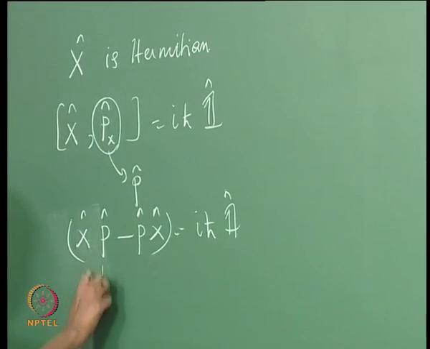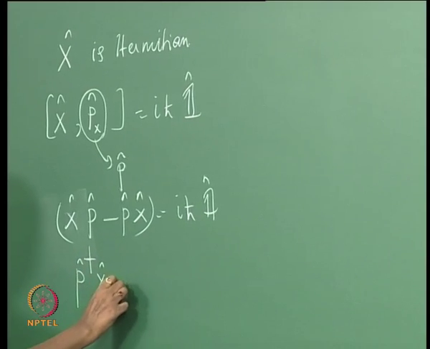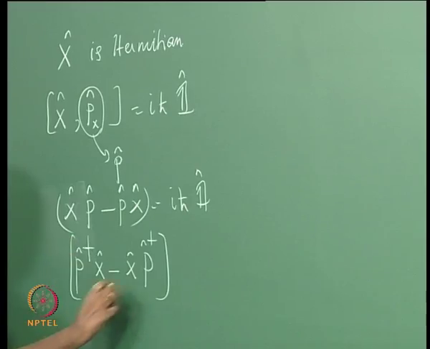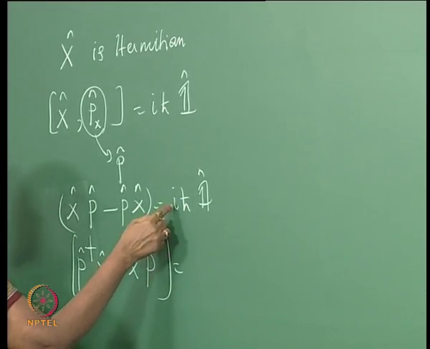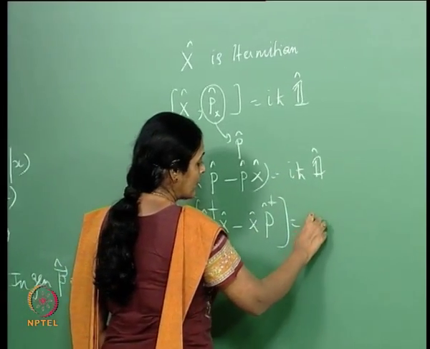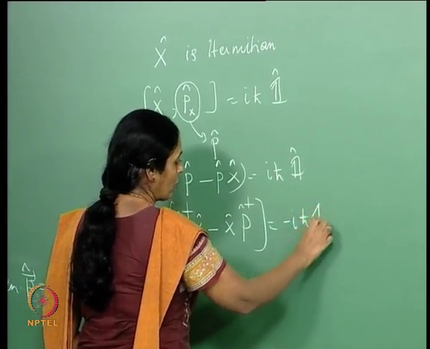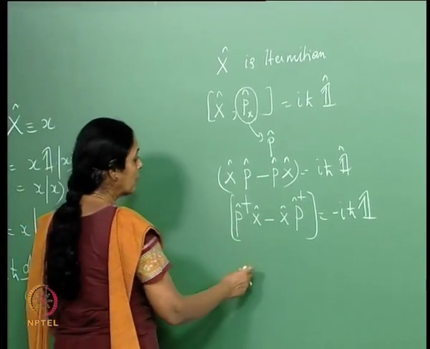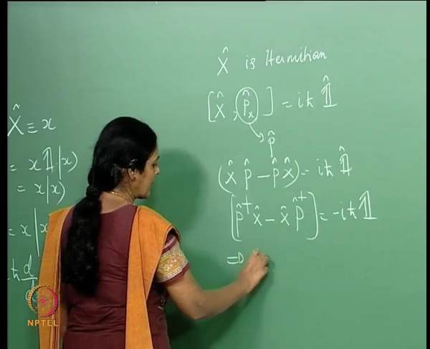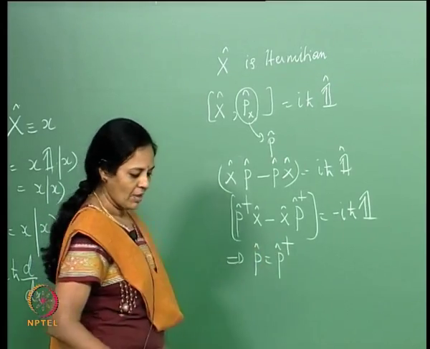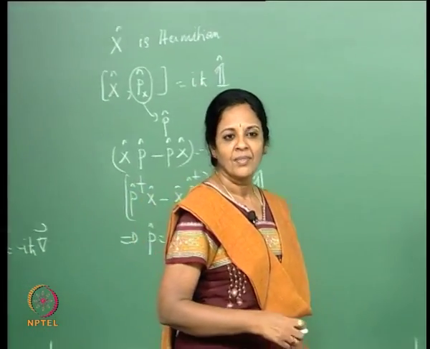So that is p dagger, x dagger, which is x, minus x dagger, p dagger. And when I take the transpose conjugate in the case of the matrix, all elements get complex conjugated, and therefore I have minus iℏ times identity. Now we can compare the two of them. This implies that p is Hermitian, which is the way we want it.